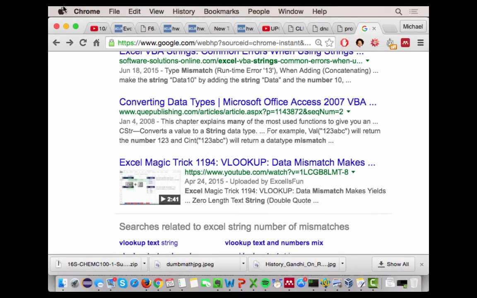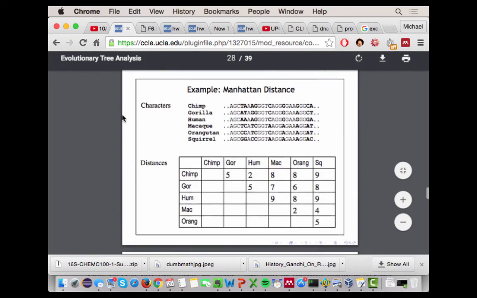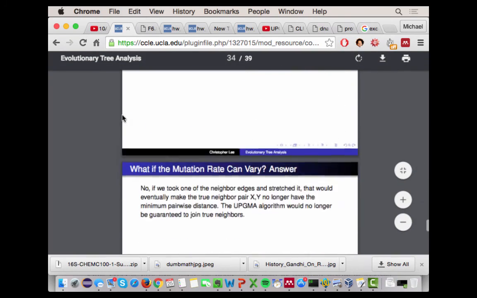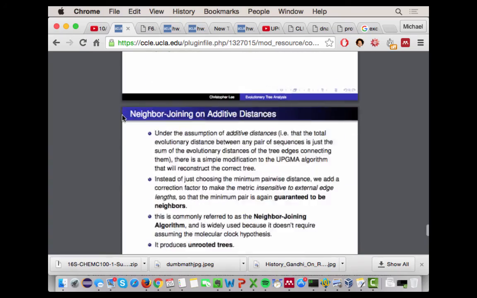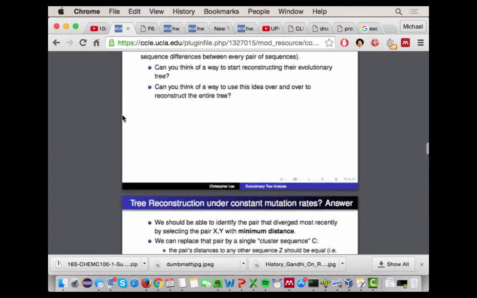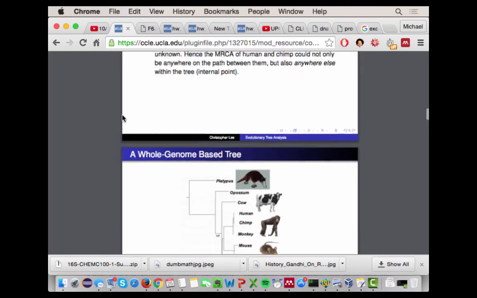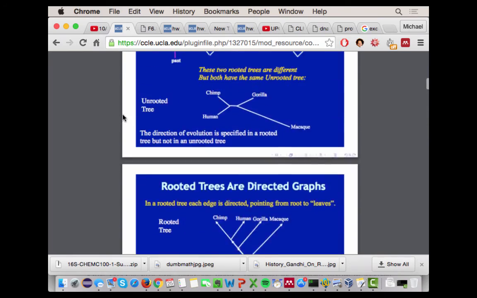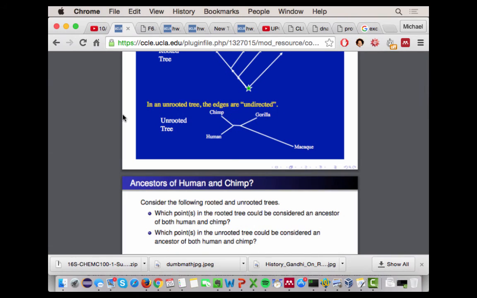I don't know if he wrote it on the board or if it was in the slides. I think it was kind of like pointing to it. Yeah, I don't think it's in here. So I guess I remember him saying if you can't find a spot that's equidistant from every sequence, then it's not under the molecular clock.